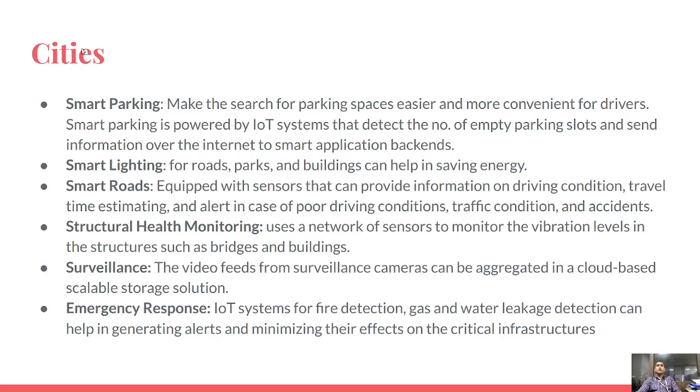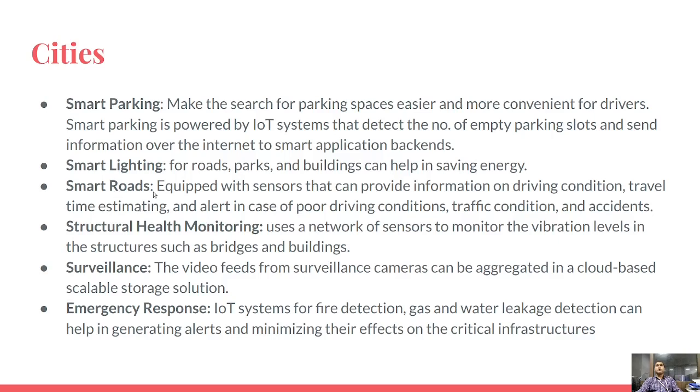Next is the application of Internet of Things to cities. Some of the examples of applications are smart parking, like whatever parking slots are empty, the same can be informed to the user or the person who intends to park the car. Smart lighting can be there. Parts of the roads which are unoccupied, there the lights can be turned off to save energy.